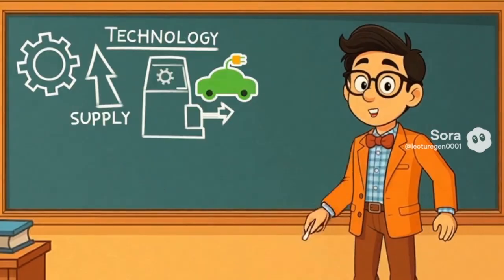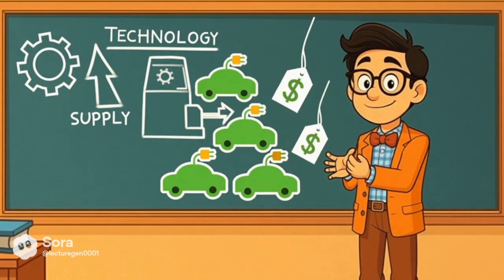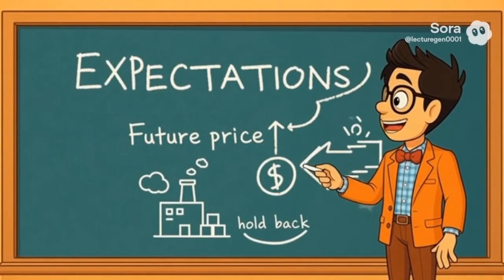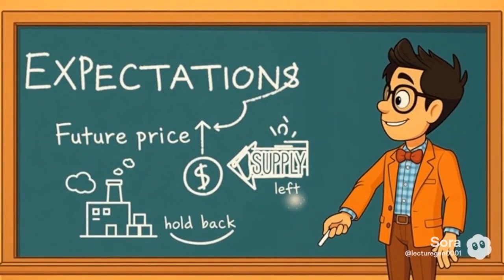For example, if a new machine makes it faster to produce electric cars, more cars can be made at every price. Producers' expectations about future prices matter too. If firms expect higher prices in the future, they might withhold some production now, shifting current supply to the left.